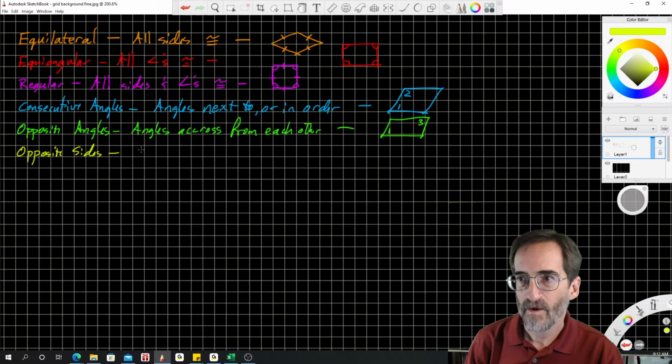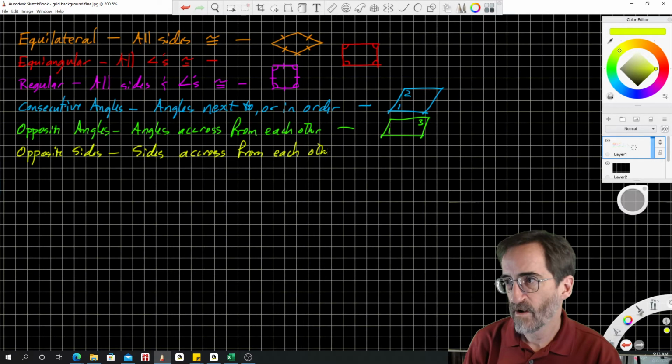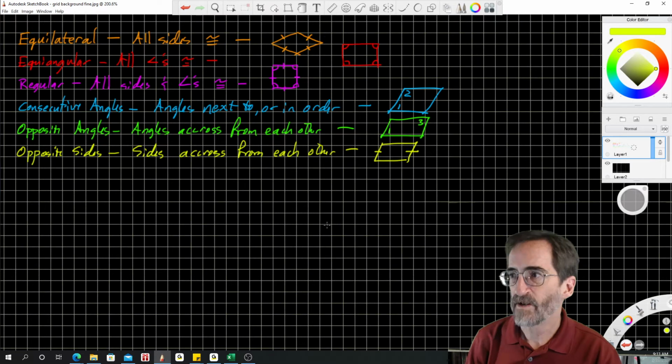Okay, not angles, opposite sides. Our sides across from each other. In this parallelogram, this side is opposite this side. And opposite sides are congruent in a parallelogram, one of the properties.